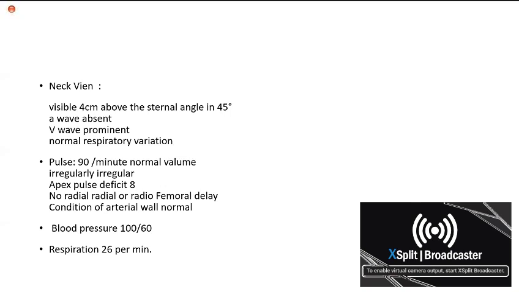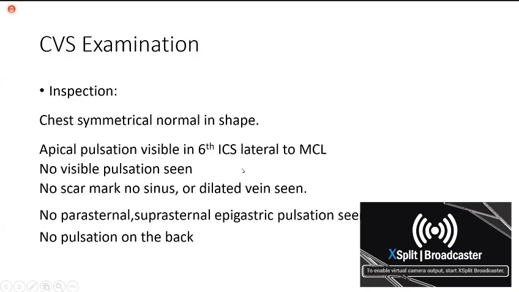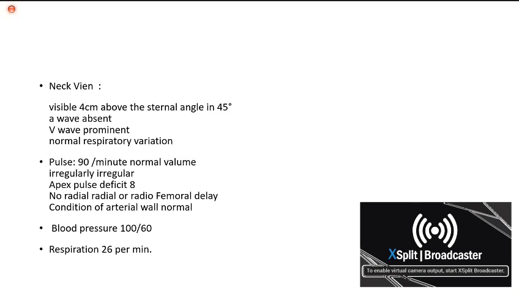Okay. Conclusion: the patient most likely is having atrial fibrillation, with controlled ventricular rate. Very good. So the blood pressure is 100 by 60 mmHg in all 4 limbs. The respiration is 26 per minute, abdominothoracic. Okay, all right. Very good.